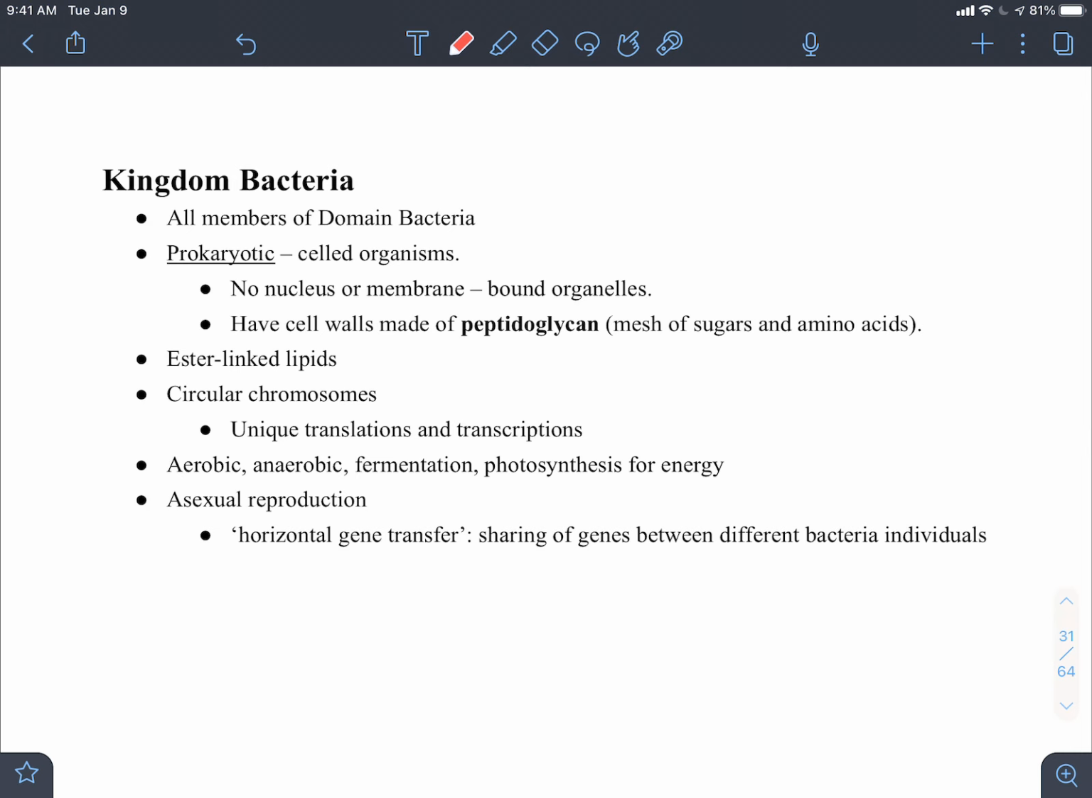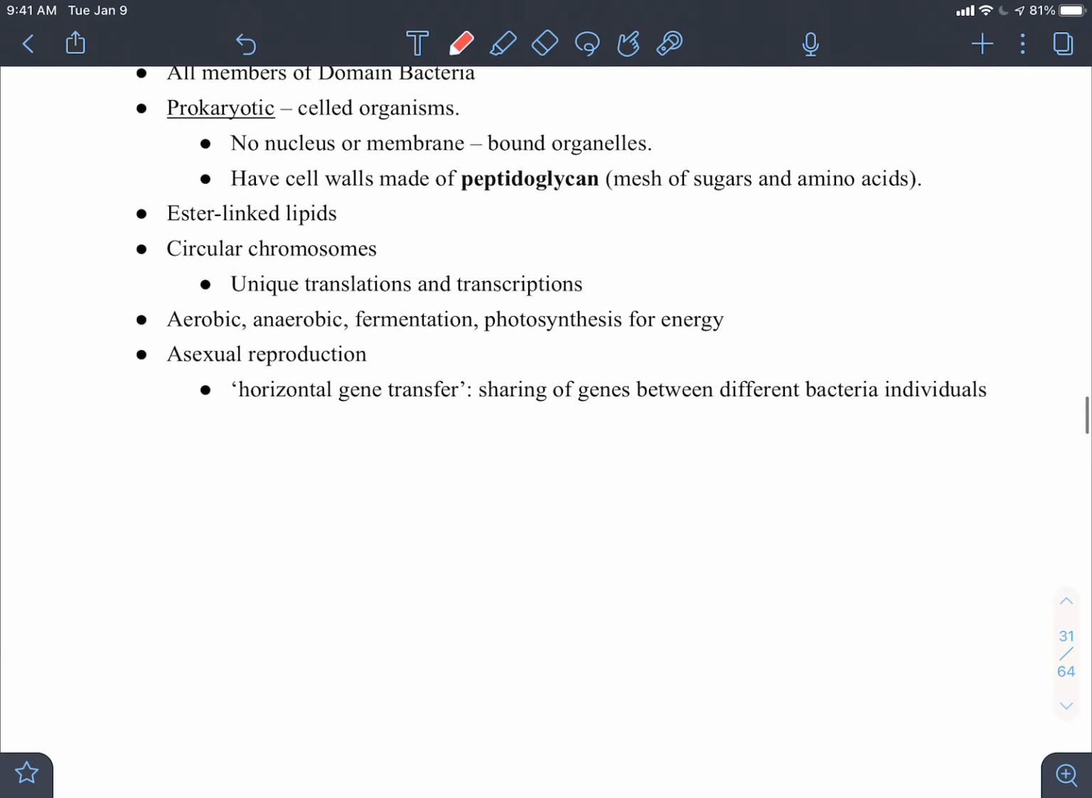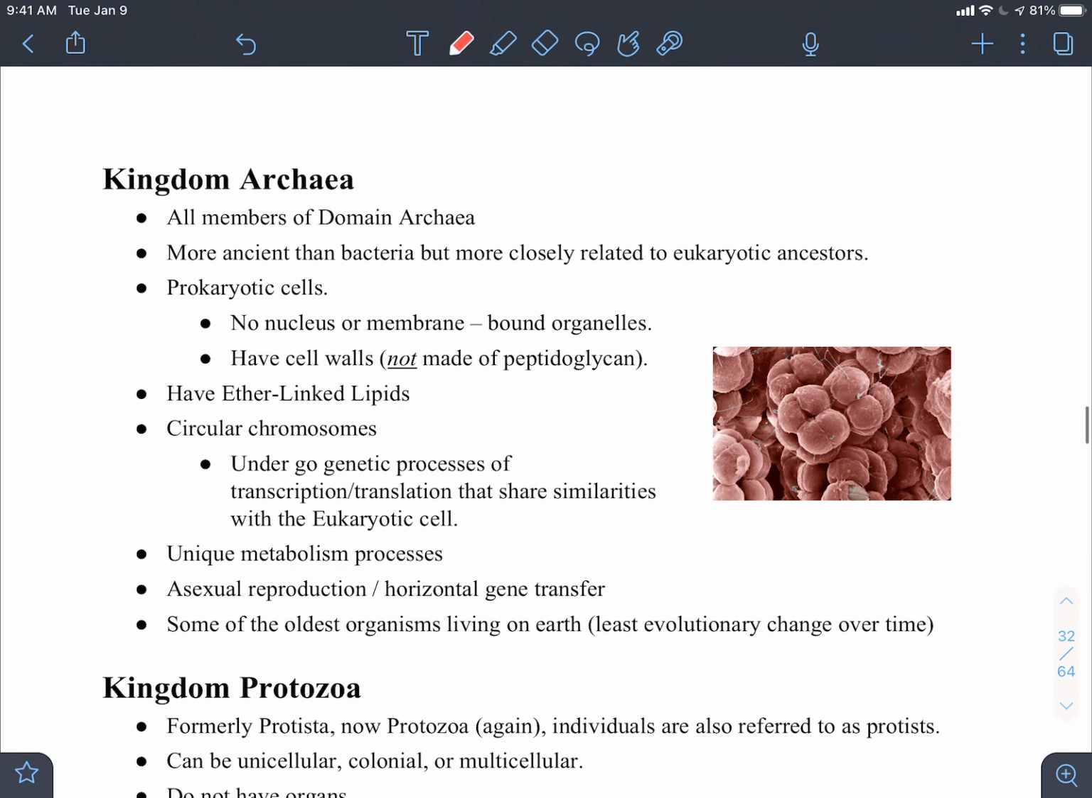All right, so they're all prokaryotic. No nucleus. They all have cell walls that are made of peptidoglycan, which is some sort of a mesh of sugar and amino acids. They have ester-linked lipids. They have circular chromosomes. They have all sorts of types of fermentation and metabolism. They have asexual reproduction.